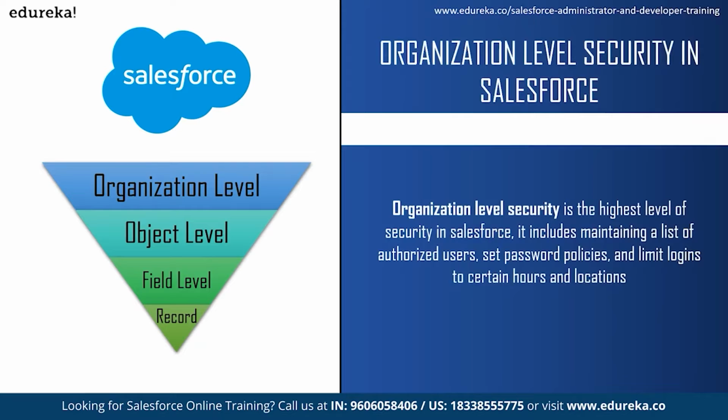First is the organization level security. Organization level security is the highest level of security in Salesforce. It includes maintaining a list of authorized users, setting password policies, and limiting logins to certain hours and locations. Basically, the organization level security lets you decide when and from where your users can access the system. It secures the data from any unauthorized users.